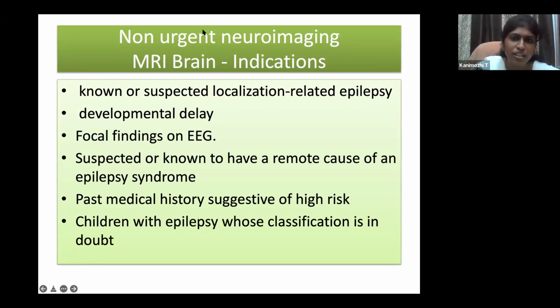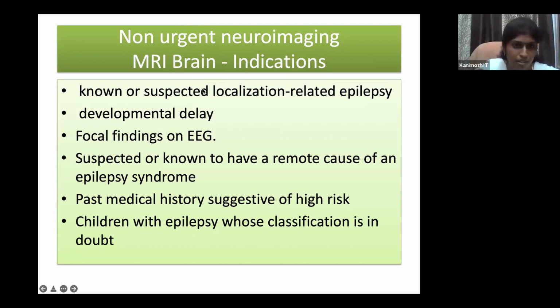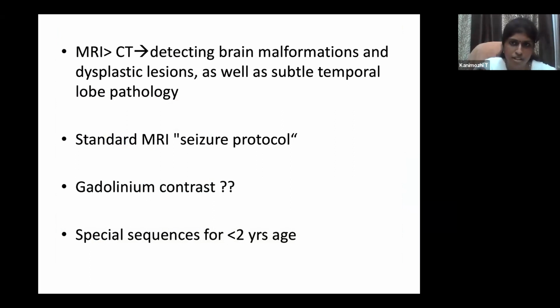It is indicated if we have a localization-related epilepsy, like mesial temporal sclerosis or temporal lobe epilepsy, a history of developmental delay, or focal findings on EEG, where you want to look for focal lesions in the brain. It is also indicated if they have a remote cause for the epilepsy syndrome, such as a past history of brain insult. In any children whose etiology of epilepsy we do not know after investigations, we are supposed to do neuroimaging. If we have not found any cause for the seizure up to EEG, always do an MRI brain.